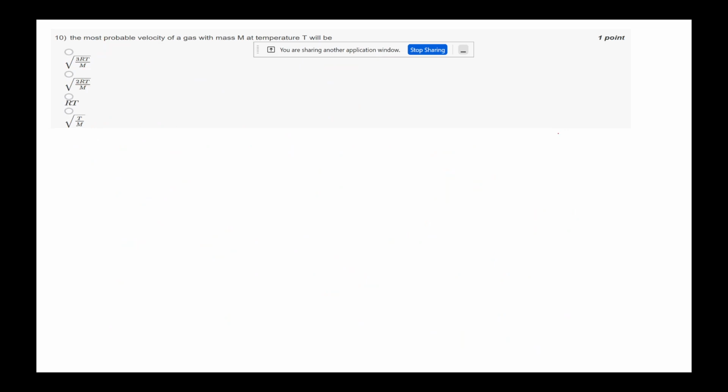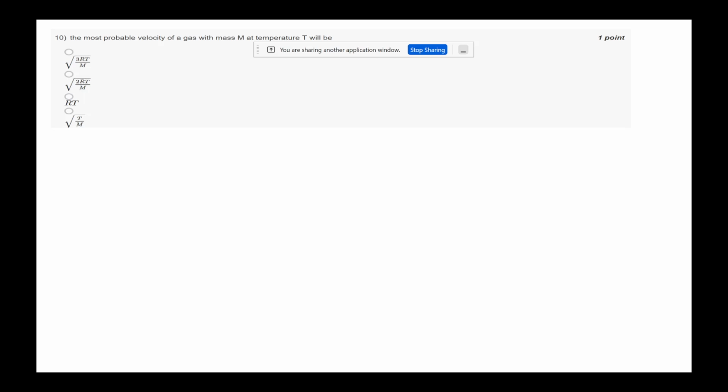Okay, the last problem. Most probable velocity of a gas with mass m at temperature T will be: first option root over of 3RT by m, second 2RT by m, root over of RT, or root over of T by m. Your guess, or you have done it earlier, something like this. Your guess.